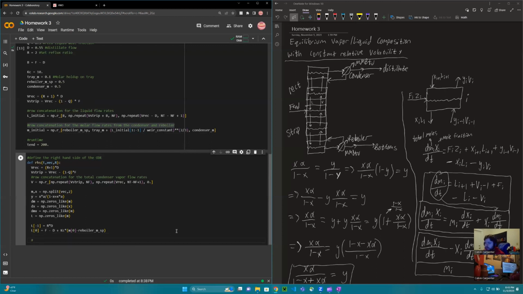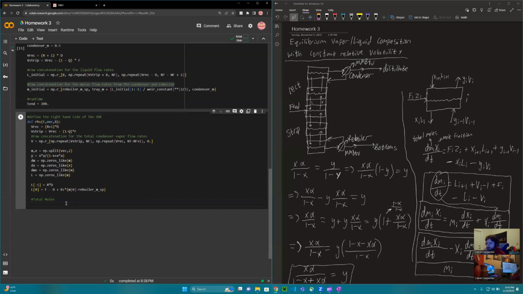So now that we have those initial conditions set, next we're going to set our total molar balance. I'm just going to say total moles balance. Let's swap that.